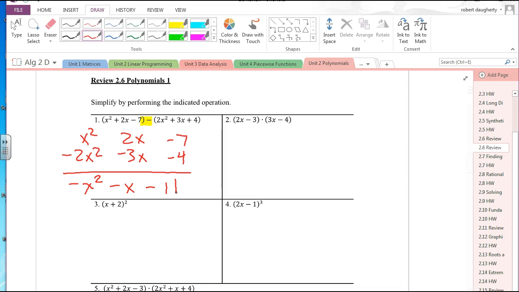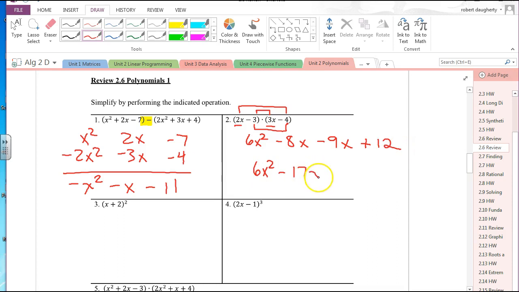Next one is a binomial multiplication, so we can use the FOIL method. The first two things multiplied, that is 6x squared. The outside terms multiply, that is minus 8x. The inside terms, minus 9x. And then the last terms give me positive 12. Combining like terms, 6x squared minus 17x plus 12.